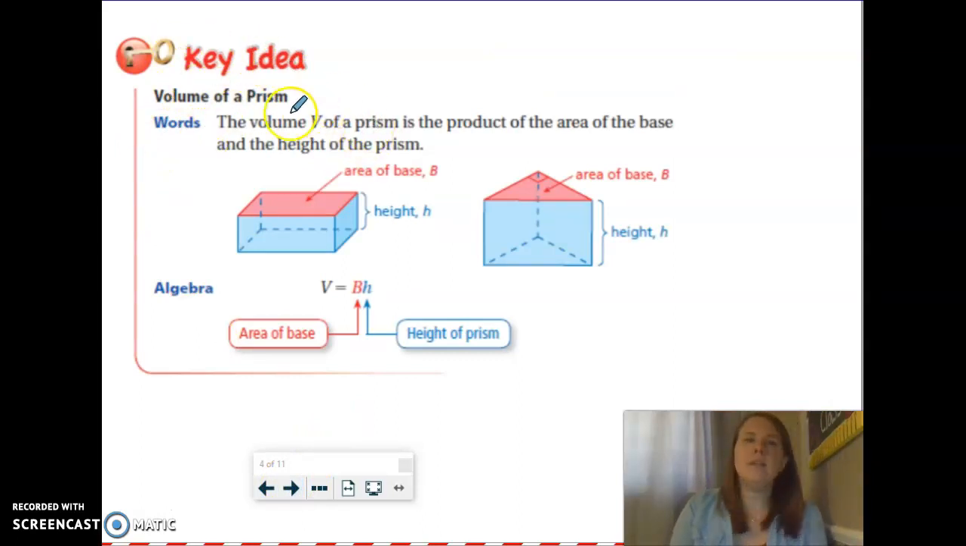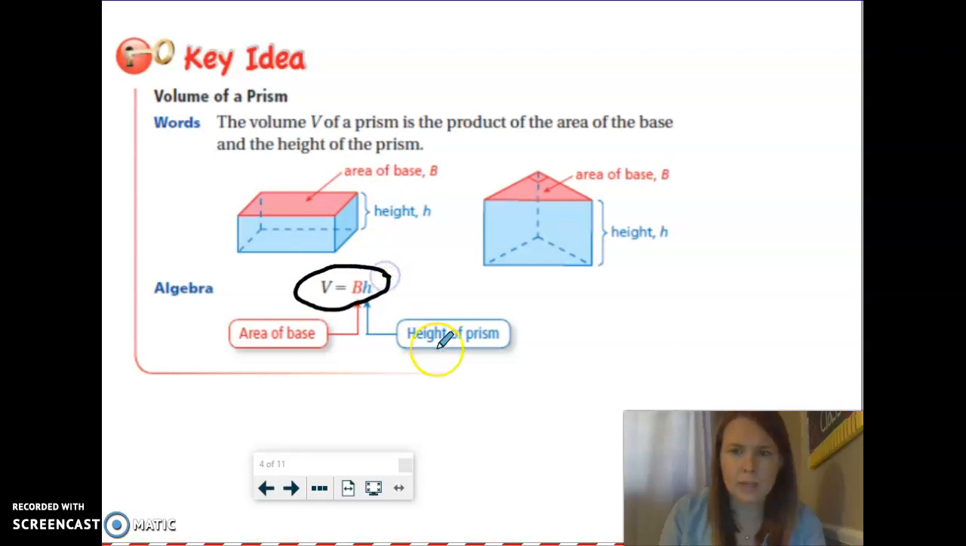So again, with your prisms, the volume V of a prism is the product of the area of the base and the height of the prism. So you have a very basic formula for your volume of your prisms, which is just volume equals base times height. Okay. Each time, though, it's going to be different because think about this. If I solve for a rectangular base, the area of the base is length times width.